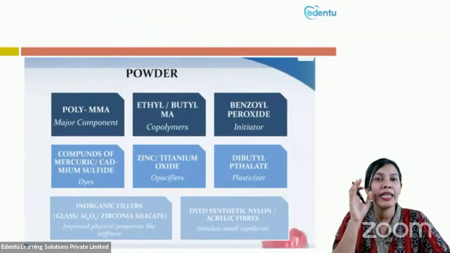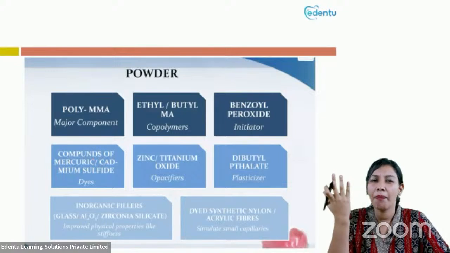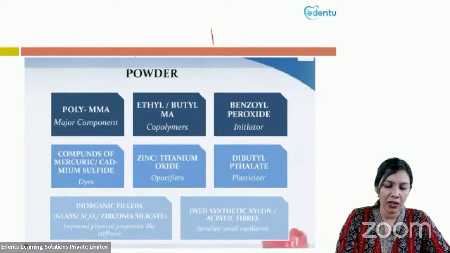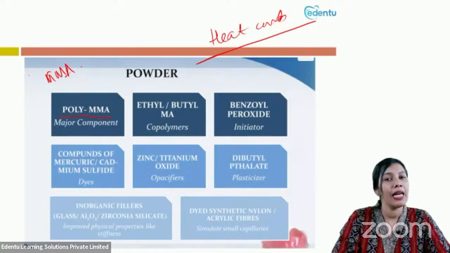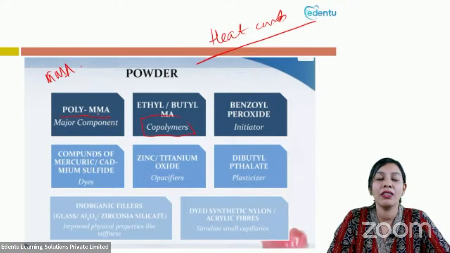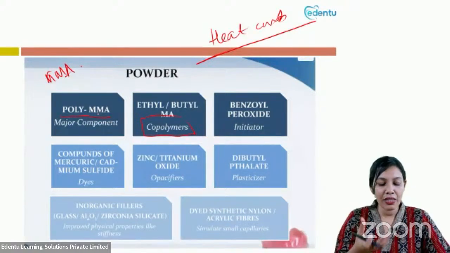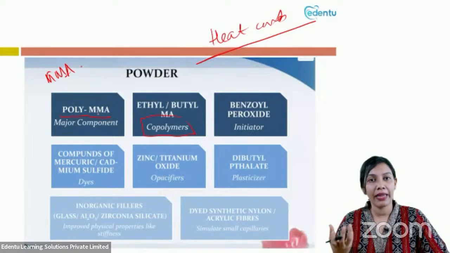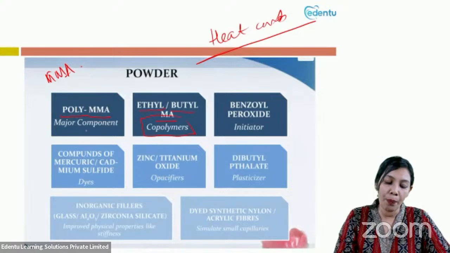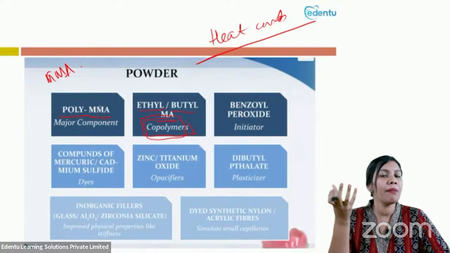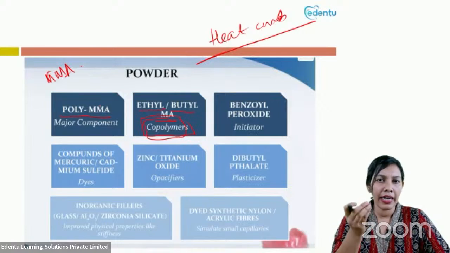Next, a very important thing is the powder liquid ratio and powder liquid composition you need to know. This is heat cured acrylic. First of all, the major component is MMA. The second, so the question might be, which is a major component in the powder of a heat cured acrylic? It is poly-MMA, right? And it has certain other methacrylates also, like ethyl MA, butyl MA, they are copolymers. It is not up to the major level, but it is present in some amount in the powder.